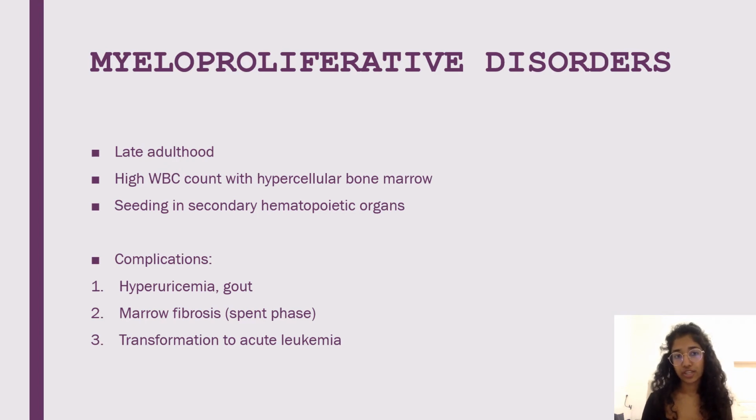Complications in general that arise due to myeloproliferative disorders include hyperuricemia and gout, which arises because of the increased cell turnover, which will lead to development of uric acid accumulation in the blood, which will therefore lead to hyperuricemia and further into gout when it affects the joints. You also have myelofibrosis, which is known as a spent phase, where your bone marrow is not able to produce cells anymore, and hematopoiesis will be completely taken over by the secondary hematopoietic organs. You also have the risk of transformation of these disorders to an acute leukemia.